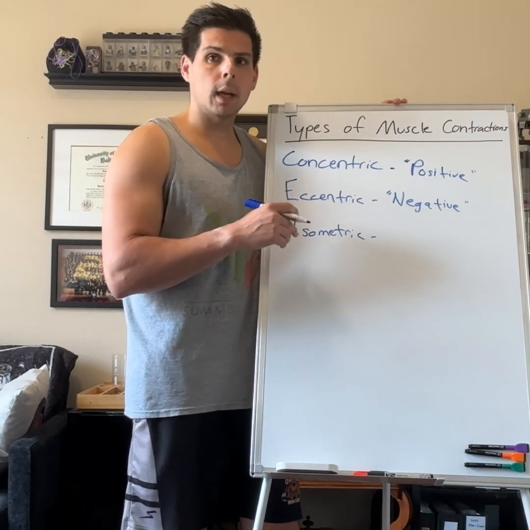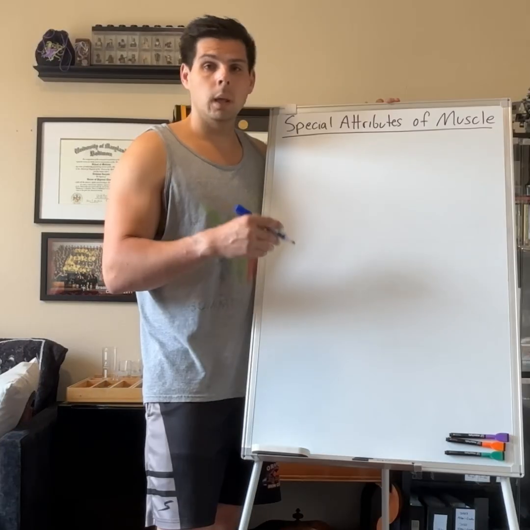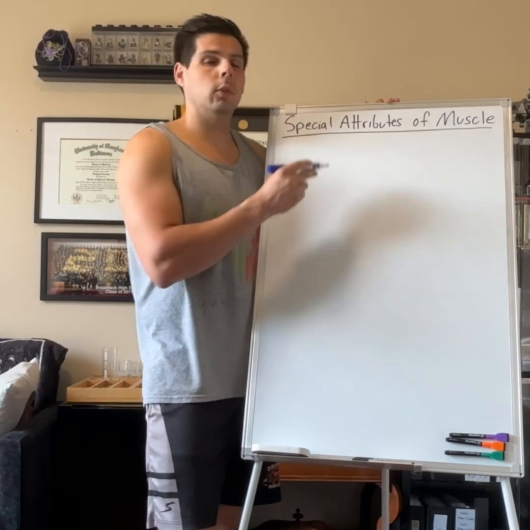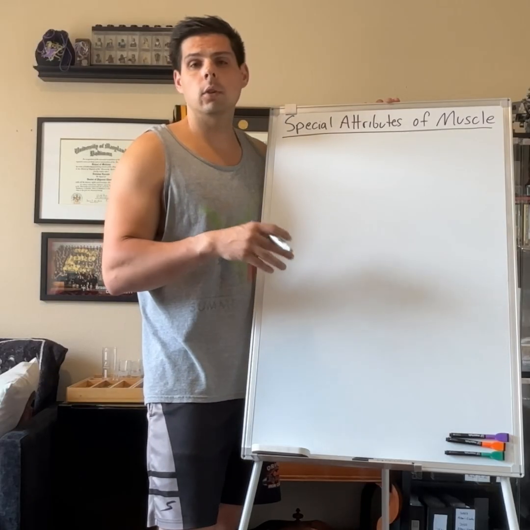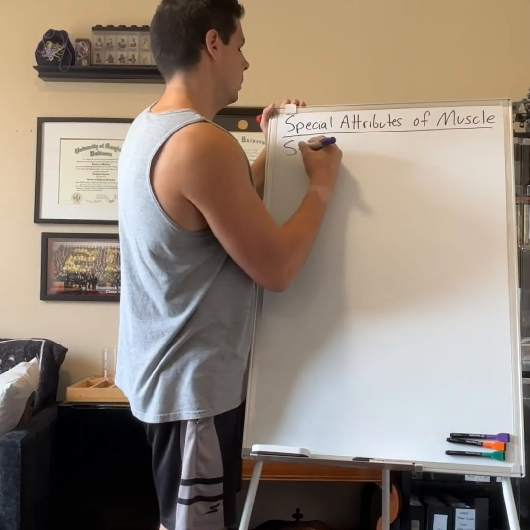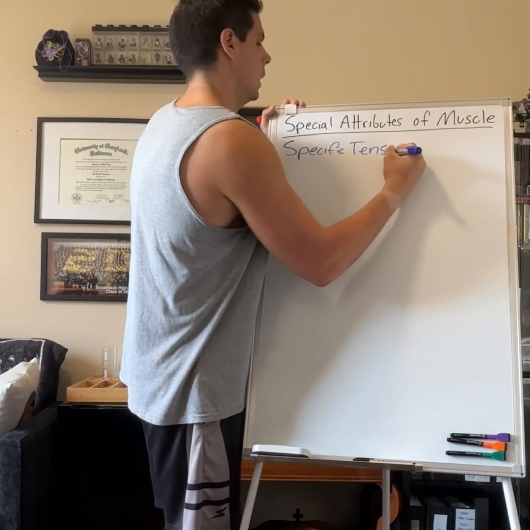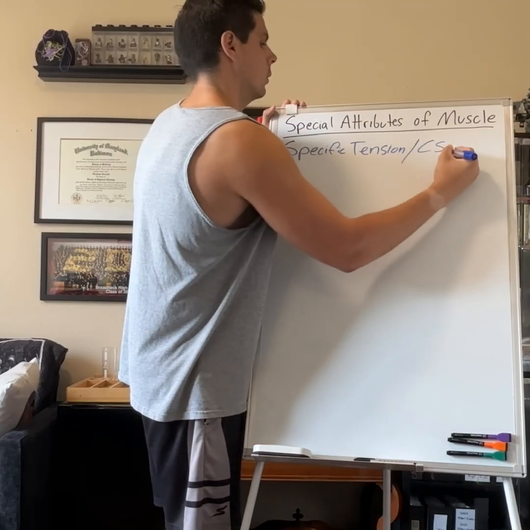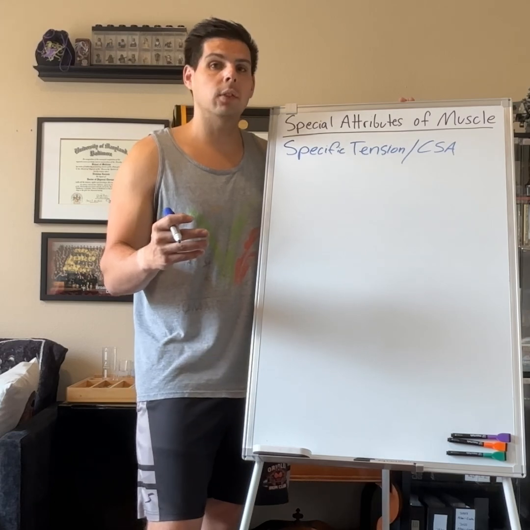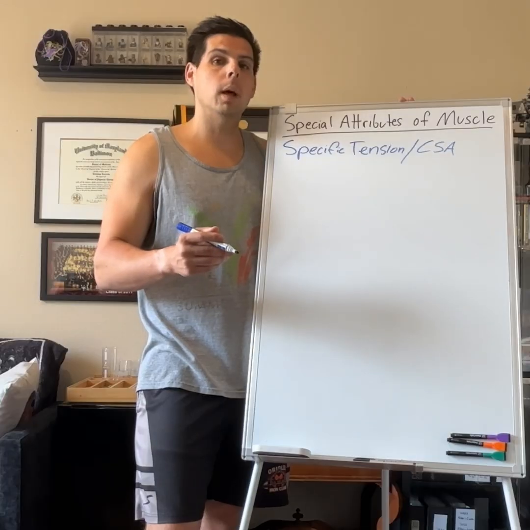We can now move on to our next topic of the video, which is going to be special attributes of muscle tissue. The next topic that we're going to discuss in our introduction to the musculoskeletal system is about some of the special attributes of muscle tissue that set it apart from the other tissues in the body. The first couple of things we're going to discuss are specific tension, and then something very closely related called cross-sectional area, usually abbreviated as CSA. Cross-sectional area is basically a measurement of how much of a muscle is there.